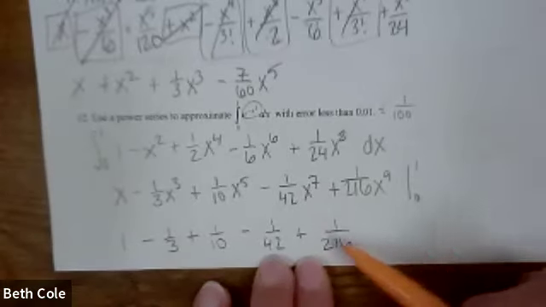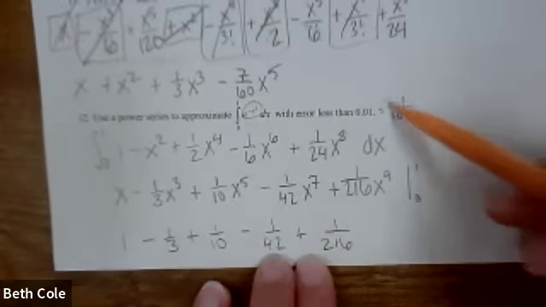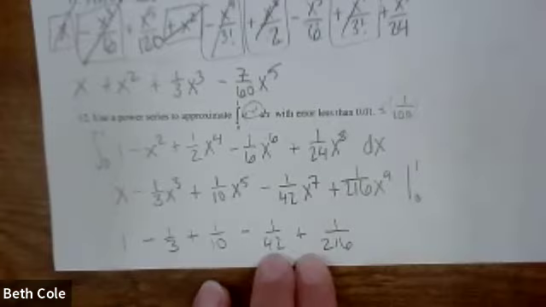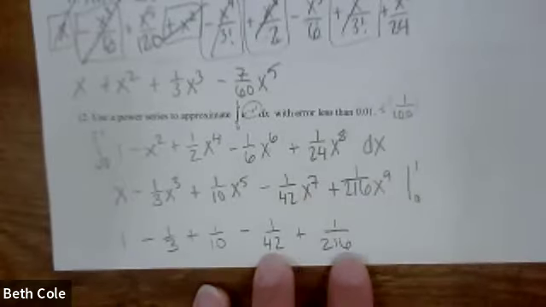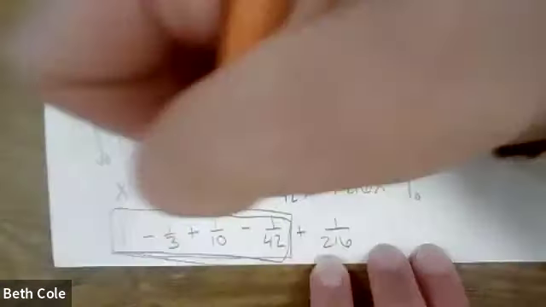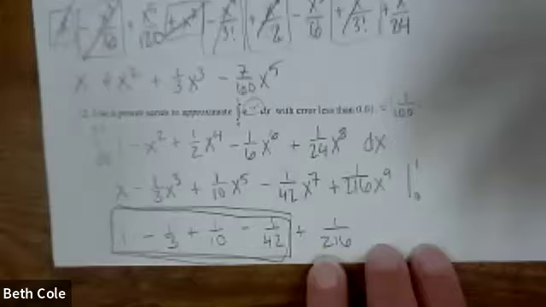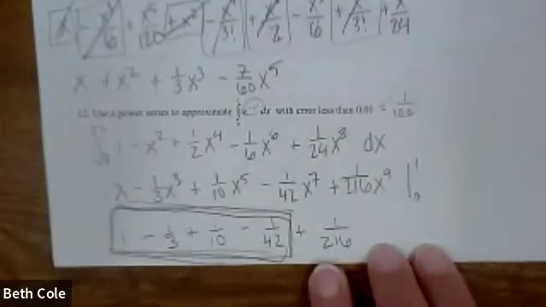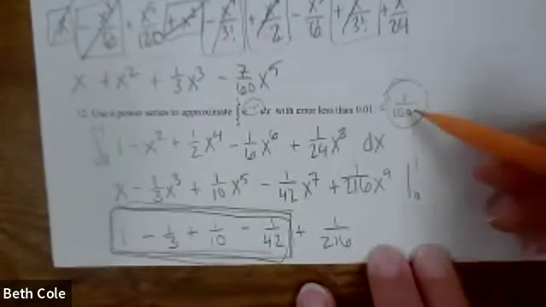Is 1/216 smaller than 1/100? Do you remember your alternating series error bound? The error is smaller than the next term. So we went far enough, and our answer is whatever these ones added together is. Do I need to put that in a calculator, or do you understand that would be some kind of decimal? Anyway, this part is your answer because the next term is smaller than 1/100.